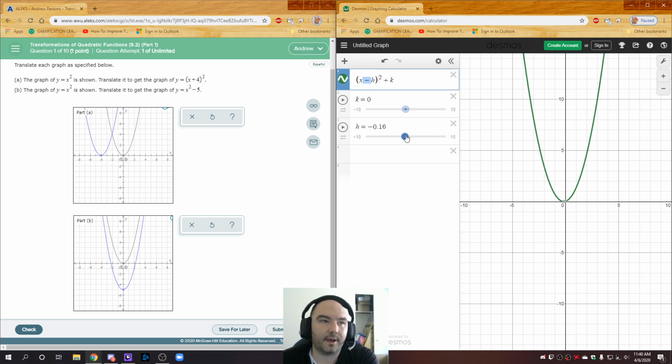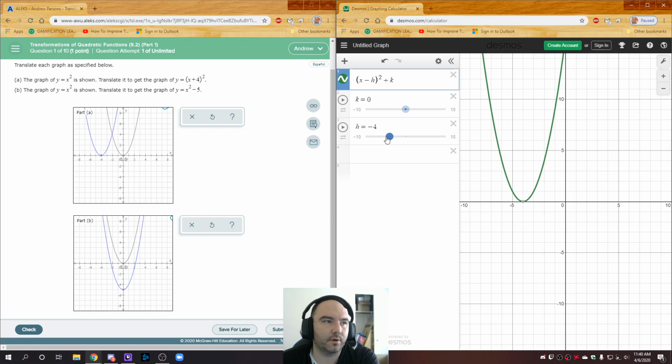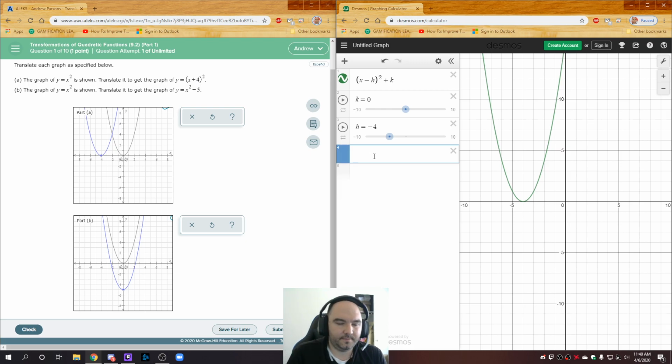We're seeing minus 4. So let's say I put minus 4, right? See how that moved it 4 to the left? Well, when we write out the equation, it would look like plus 4 because it's minus 4. I know that seems a little weird. I'm just trying to explain why negatives move it to the right and positives move it to the left.